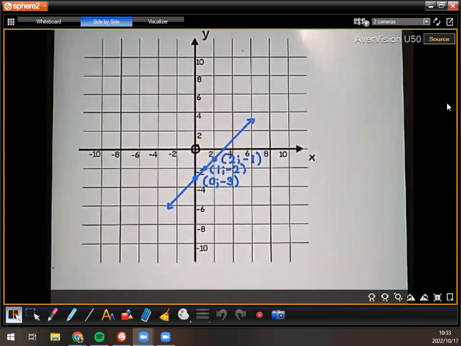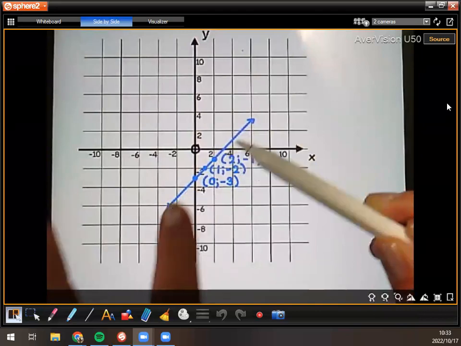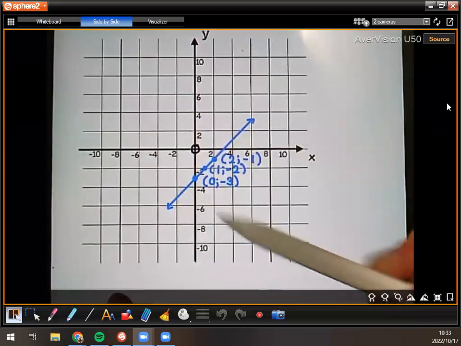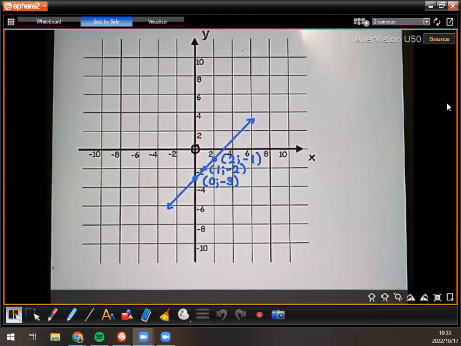And like I said to you guys on the Thursday, just draw a line using a ruler and make sure that you extend the line past your last point and put arrows on it. Are there any questions on that one?